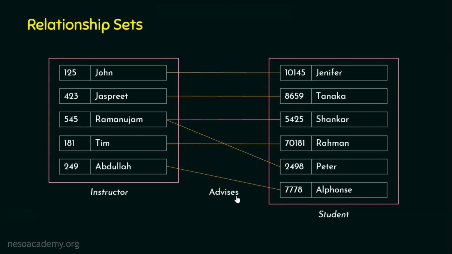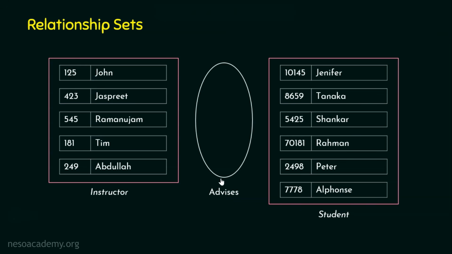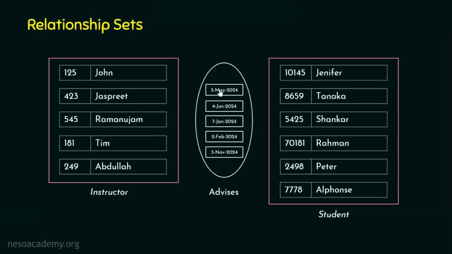Now, if you see, this relationship is just an association between two entities, the instructor entity and the student entity. And this advises relationship is going to contain an attribute so that it can handle this association even better. This advises relationship may contain an attribute which is date, where these dates are helping us in providing more information. This date attribute is going to be a descriptive attribute on the advises relationship because it is going to hold more information about the relationship.